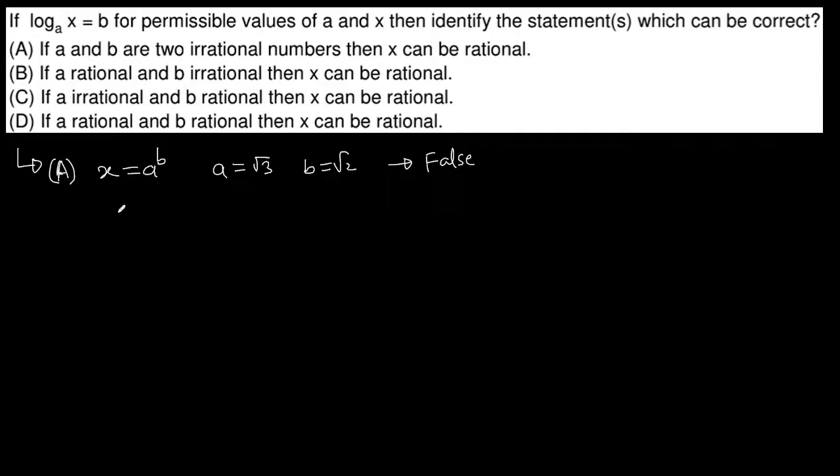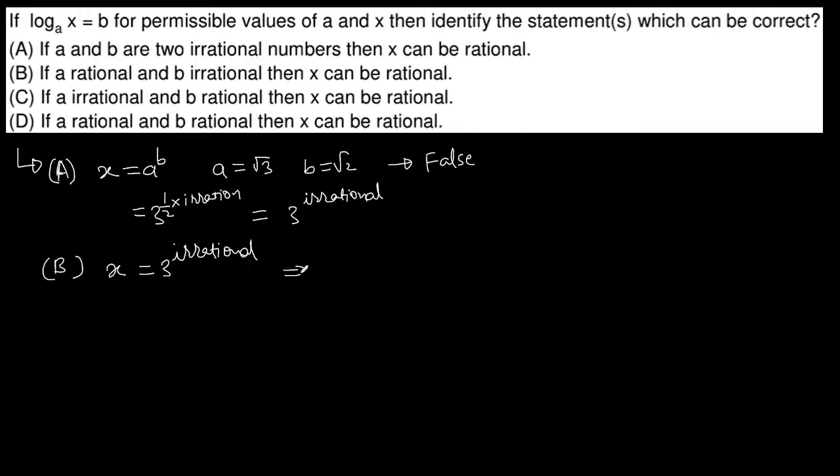No, because it is 3 to the power rational into irrational. So rational into irrational will stay irrational. Okay, so option A is false. B. If a is rational, b is irrational. So same case, x is, this is rational. Rational into irrational is what? Irrational. So 3 to the power irrational is maybe irrational only. So option B is also false.